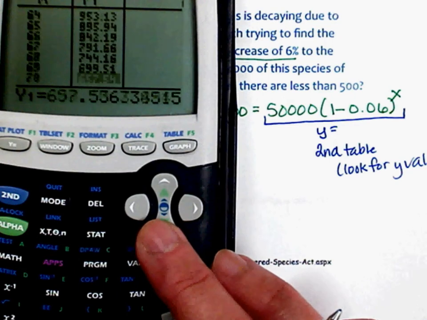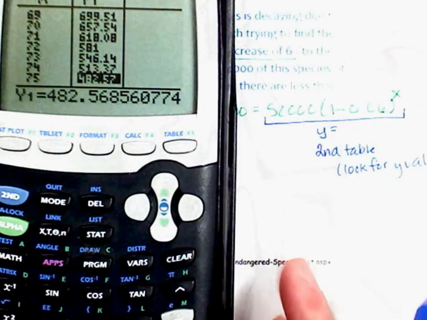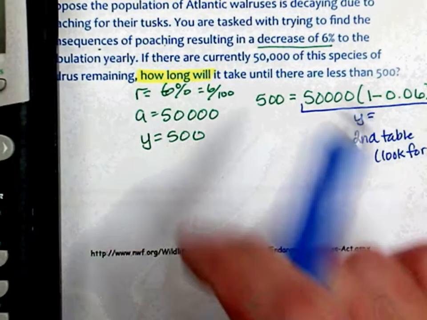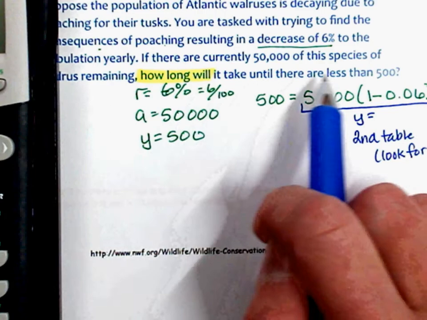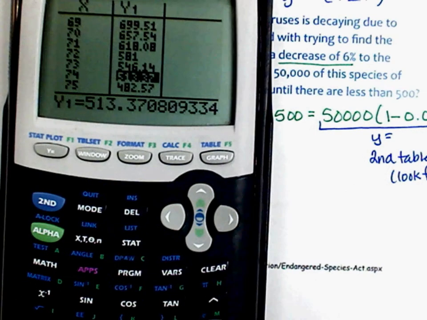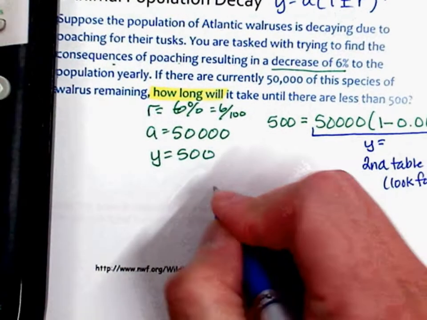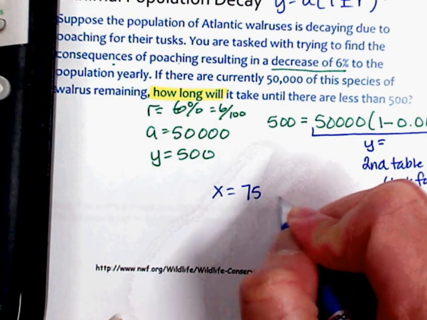All right, I'm heading in that direction. So 500 is between those two. And the question says, how long will it take until there are less than 500? Well, if I pick that answer, 74 years, that's still above 500. So the correct answer is 75 years. So x is equal to 75 years.